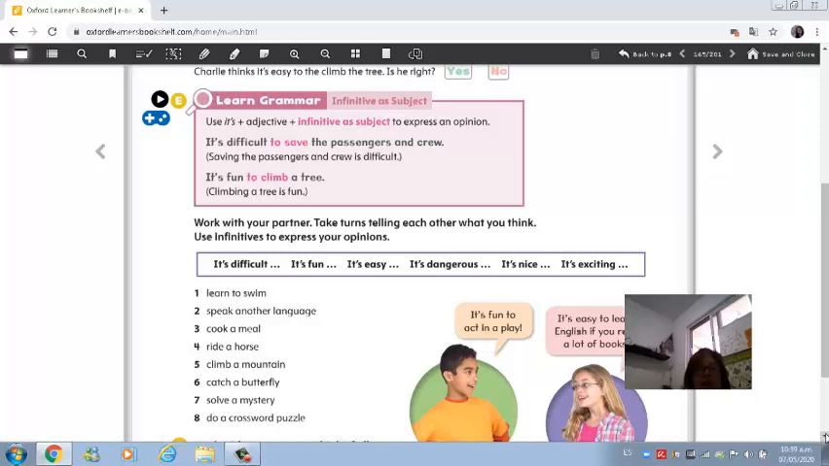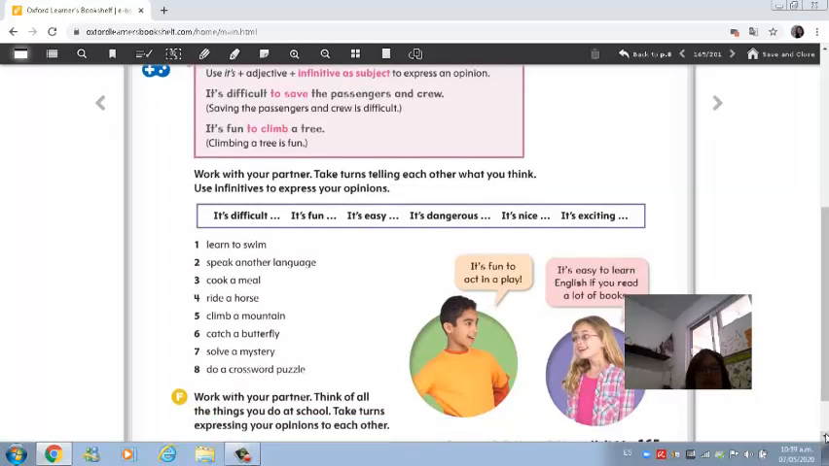Okay, what I want you to do right now is to say a couple of sentences using these phrases 1 through 7. Learn to swim, speak another language, cook a meal, ride a horse, climb a mountain, catch a butterfly, solve a mystery, do a crossword puzzle. There you have your example. It's fun to act in a play. It's easy to learn English if you read a lot of books. Give your examples.